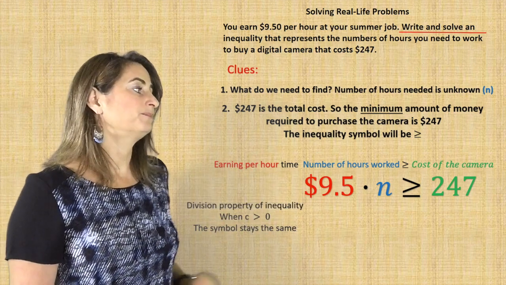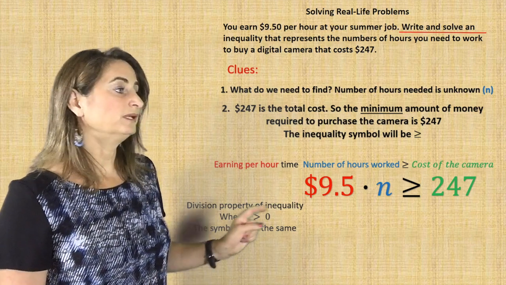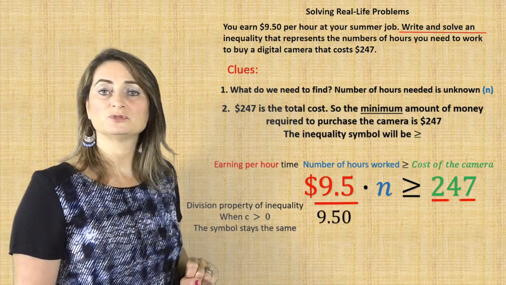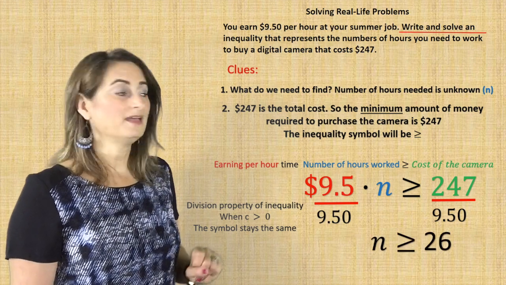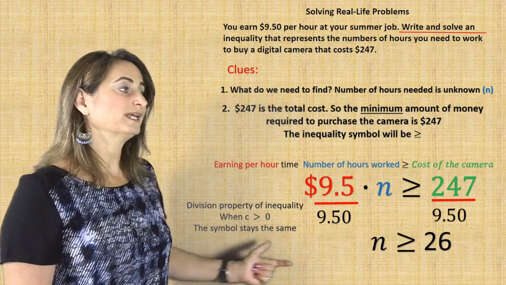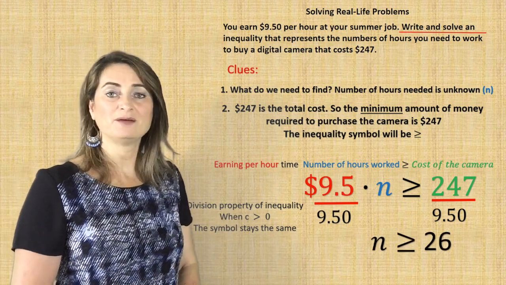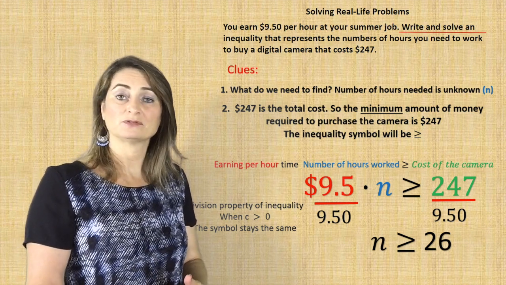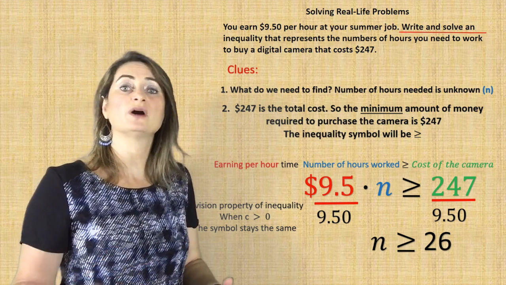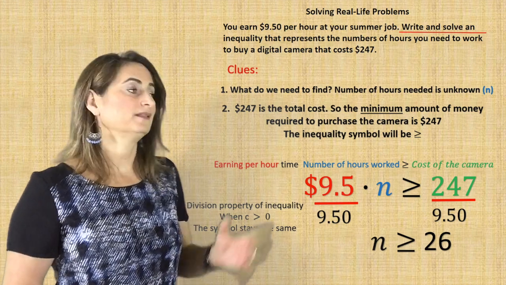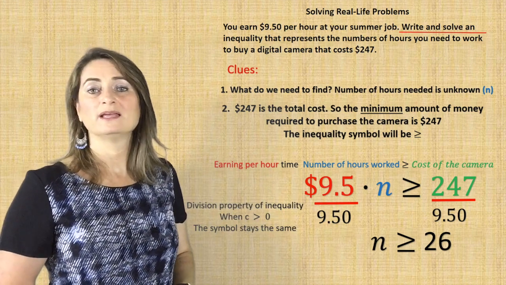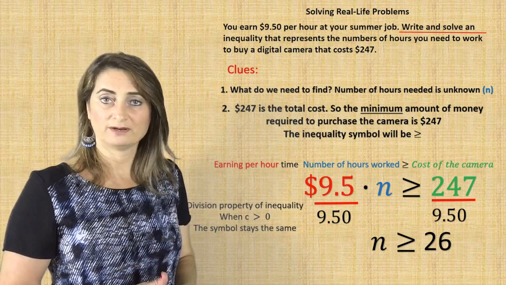Divide by 9.5 on both sides. You get N is more than or equal to 26 hours. That means you have to work at least 26 hours to buy the camera. Can I work 27 hours, 28 hours, or more than that, or 26.2 hours? Yes, you can. And that's why all possible solutions are 26 and more.